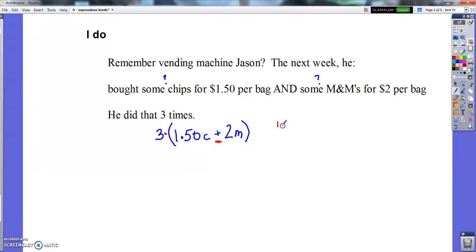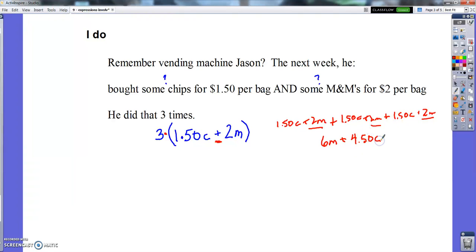So what I really have is this 3 times that, plus that a second time, plus that a third time. And you'll remember from yesterday's lesson, I can rearrange these and I can combine all my m's and get 6 m's, 6 times however many M&Ms we bought, to calculate his price. And then I can combine all my chips.